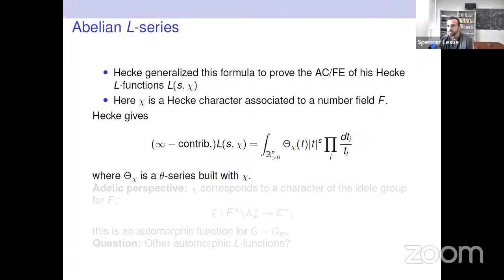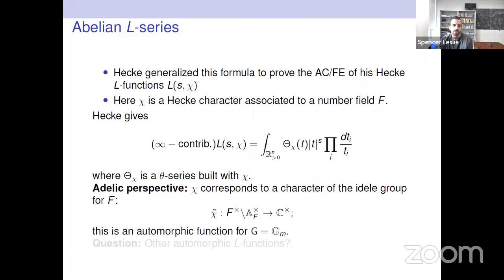So moving in the direction of automorphic forms, if we rephrase this in the adelic perspective, then chi will give us a character of the Adele class group, or sorry, the Adele group, which I've called chi tilde here. And we can think of this as an automorphic function on the multiplicative group. So that's the picture here. We're using these automorphic forms to study the analytic properties of these automorphic L functions.